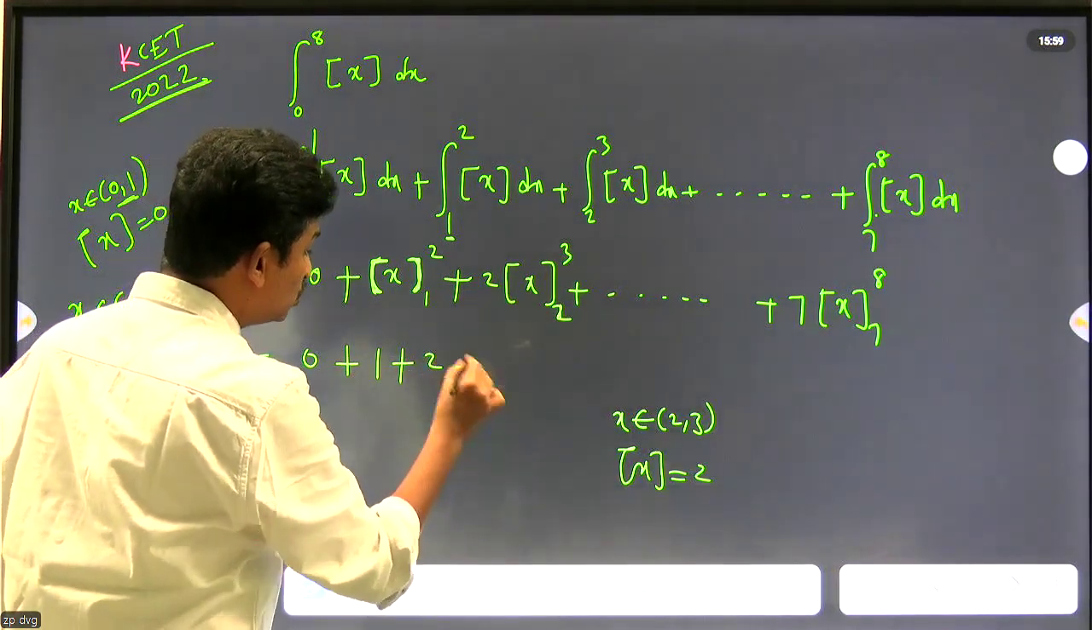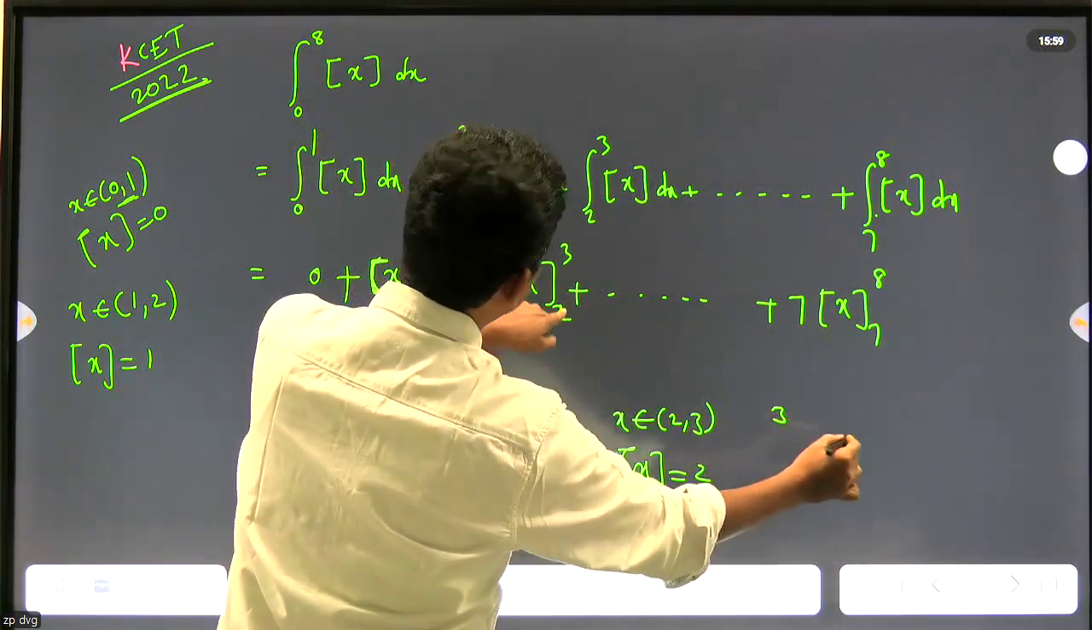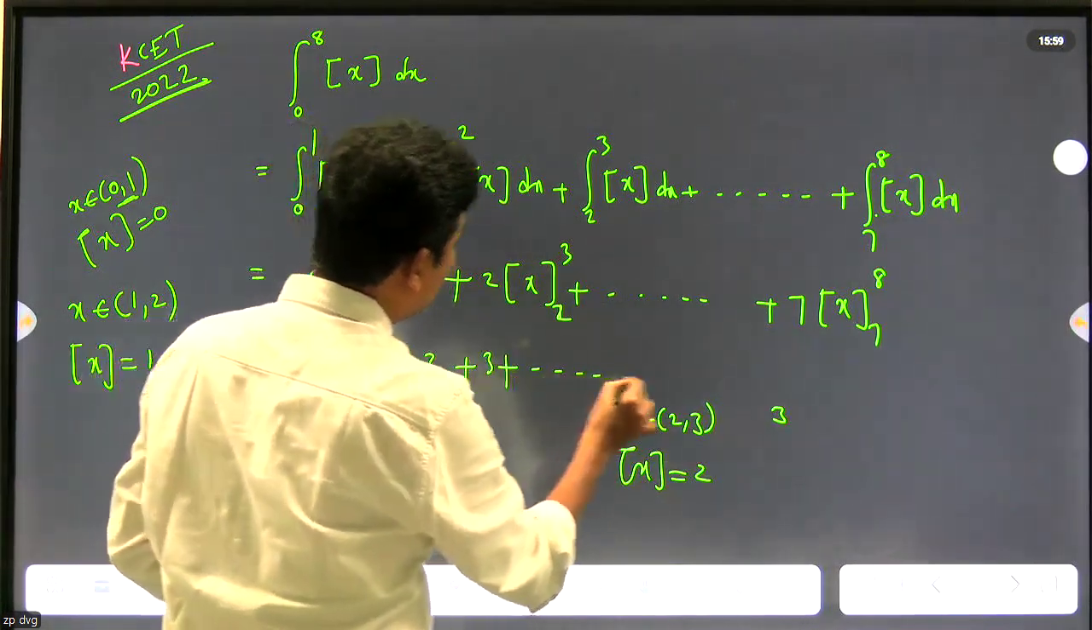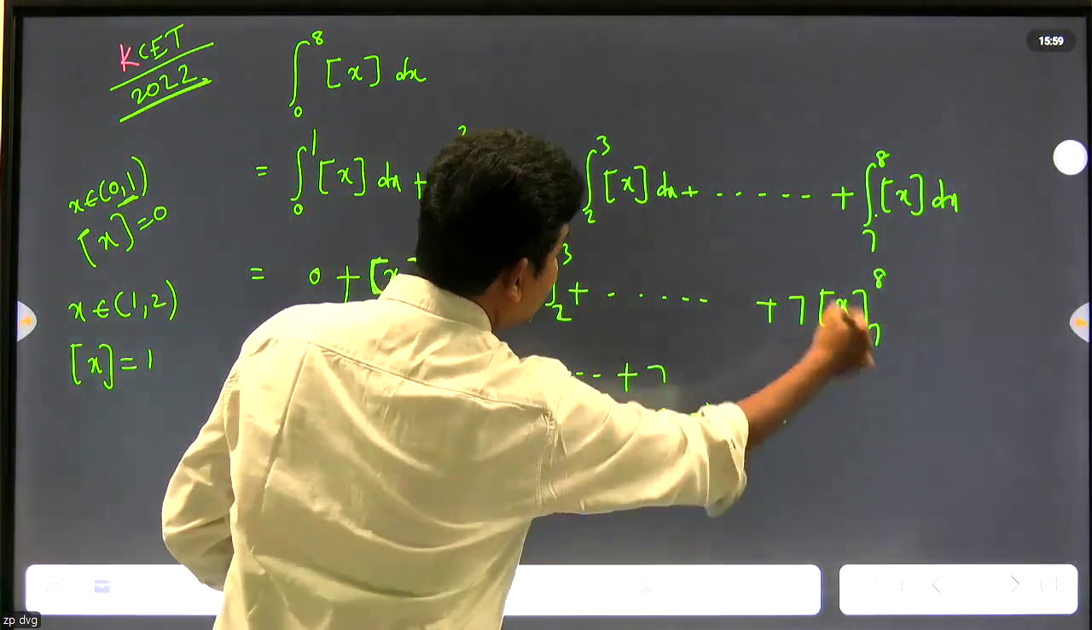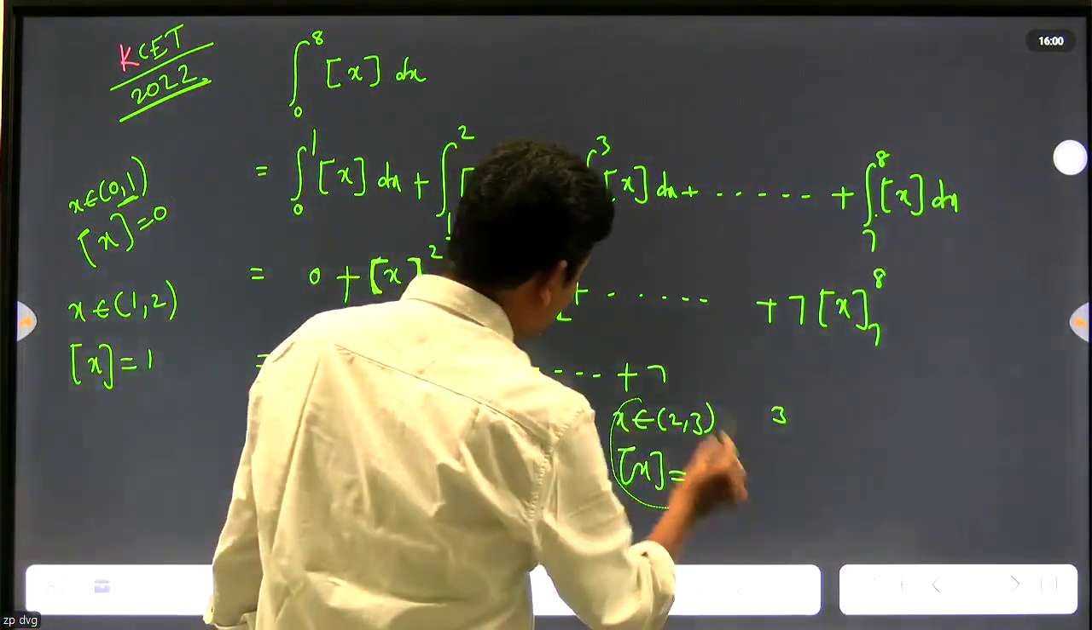Right? 2 into 1, 2 only. Similarly, 3 into what you will get here? 3 into 4 minus 3, that is 3 only, and so on. What will you get here? 7 into 8 minus 7 is 1. You will get like this. I hope you are understanding.